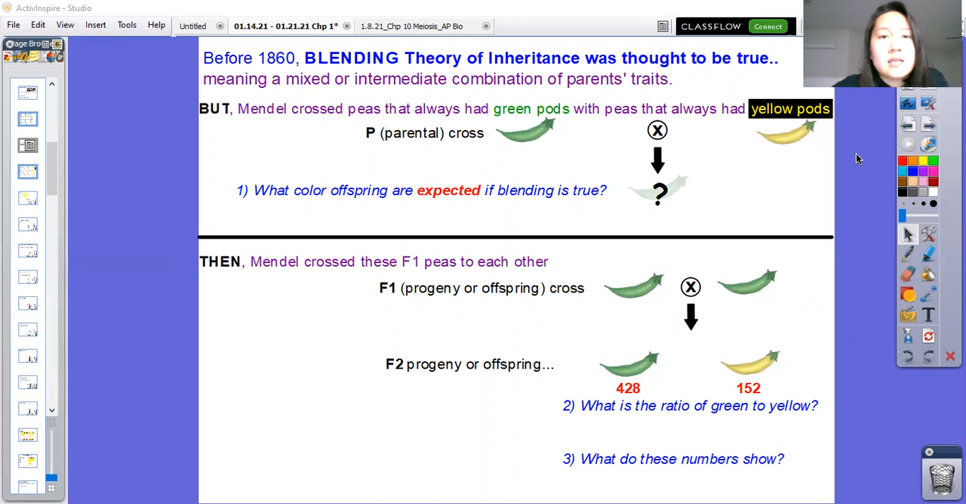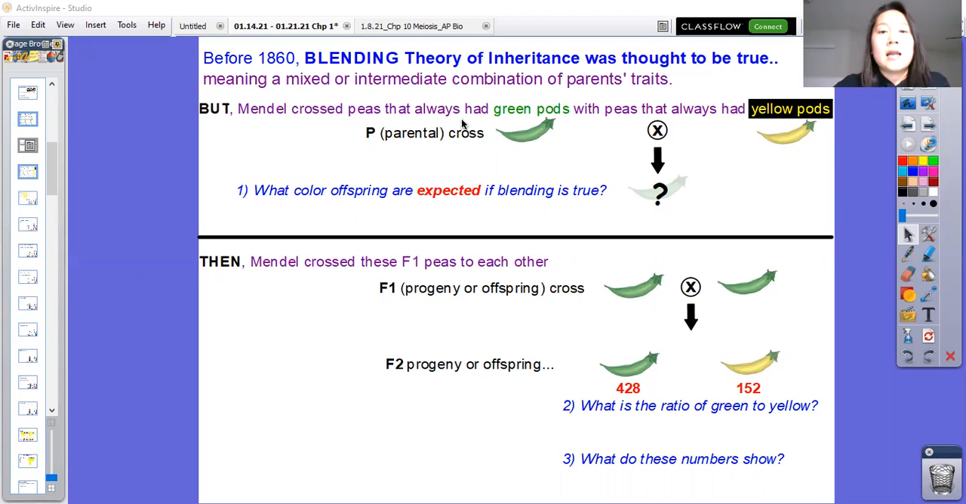So before 1860, the thing that was most common was called the blending theory of inheritance. And it means that when parents mate and produce offspring, there's a mixed or intermediate combination of the parents' traits in the offspring. It's not like black and white. So if a black colored cat mated with a white colored cat, then the offspring would be gray. And that's what used to be the idea.